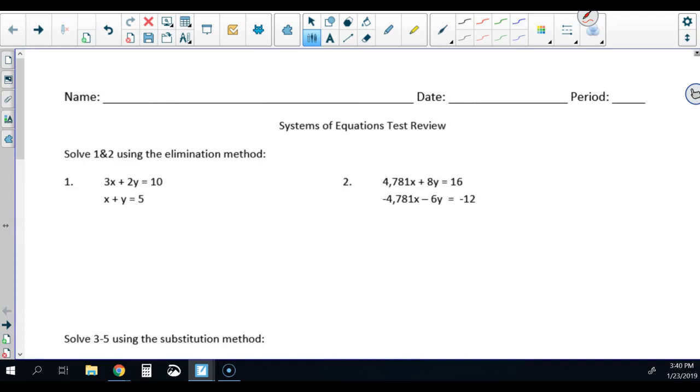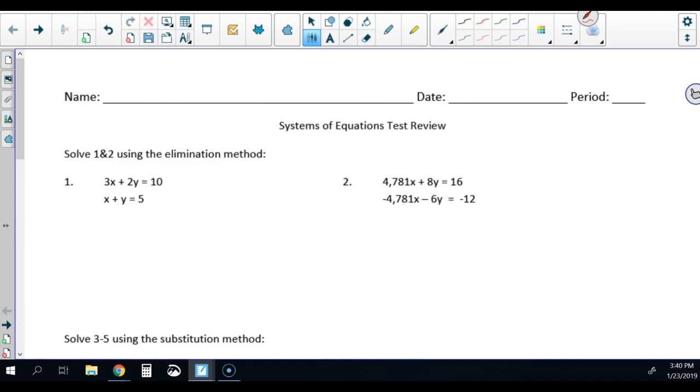Number 1 and 2, we're using only the elimination method. There might be other ways you could do it, but we're sticking with elimination method for number 1 and 2. In order for the elimination method to work, I need the coefficients of either the x or the y to match up. None of them do here, so we have to change one of the equations to make them match up.